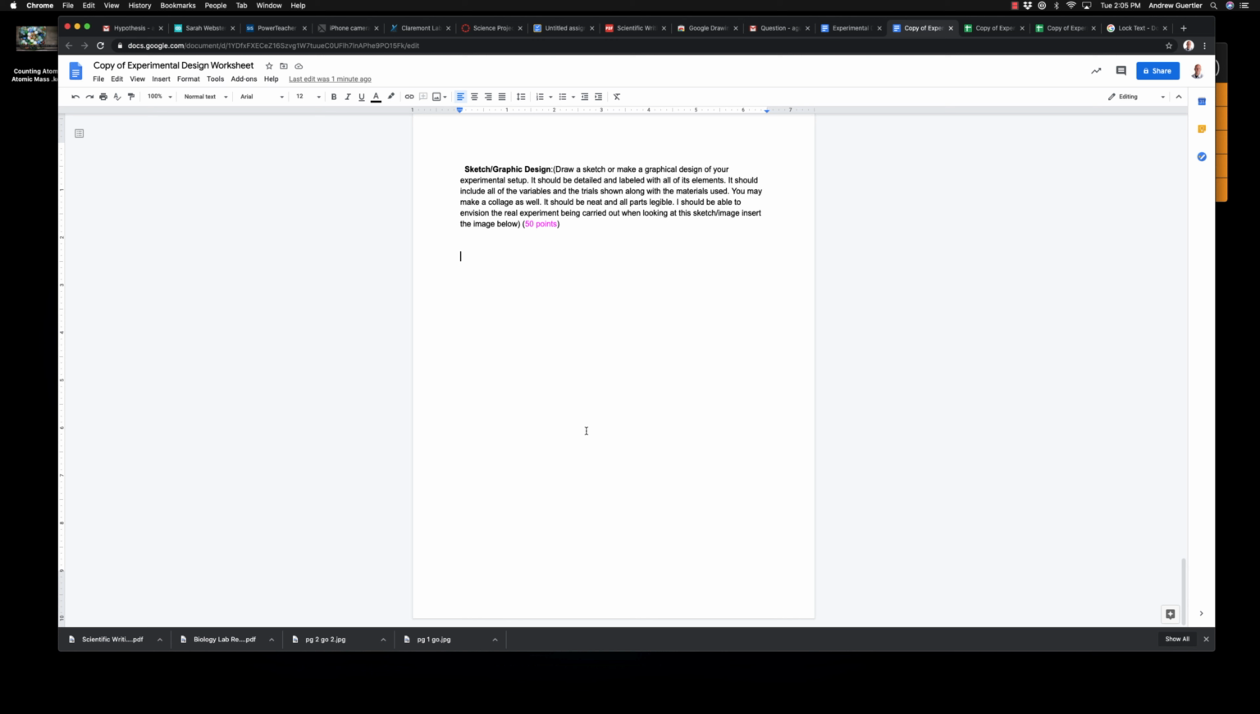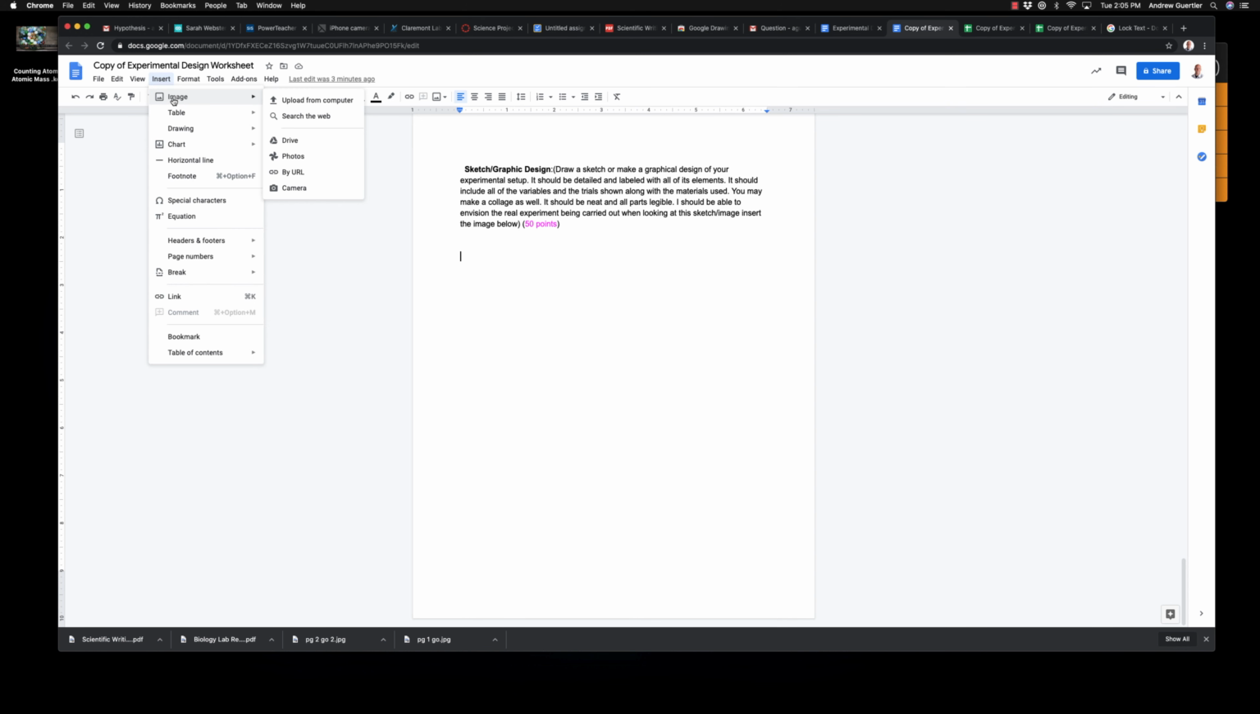I'm basically giving you options because I know not everyone is the neatest drawer and they're better with computers. But a drawing will suffice. So take a picture of the drawing, make sure I can see it. I may request that you upload it somewhere else if I can't see it, but all you do is just drag and drop, or you can hit insert image.